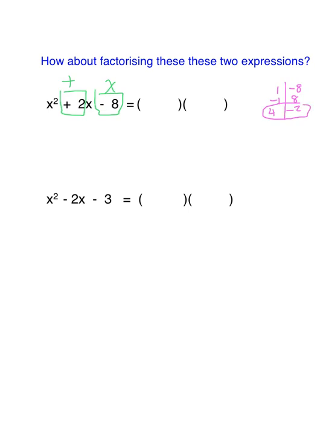So that means in one bracket I'm going to have a plus 4, and in the other bracket I'm going to have a minus 2. And you can double check to make sure it works out.